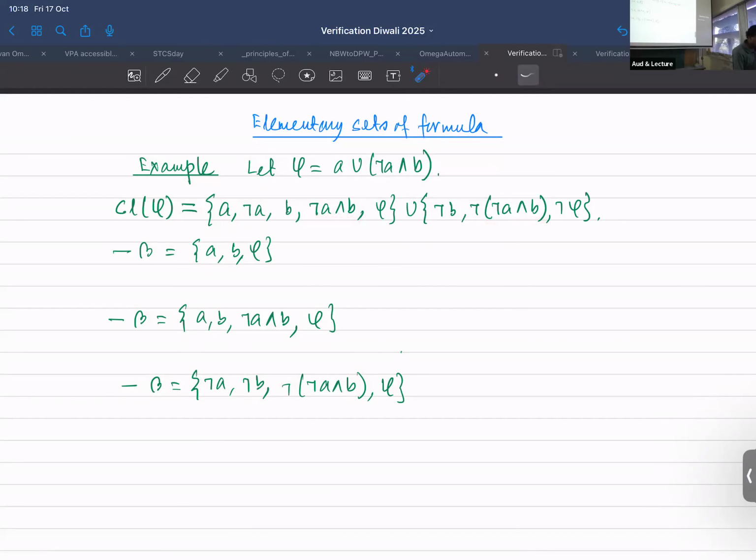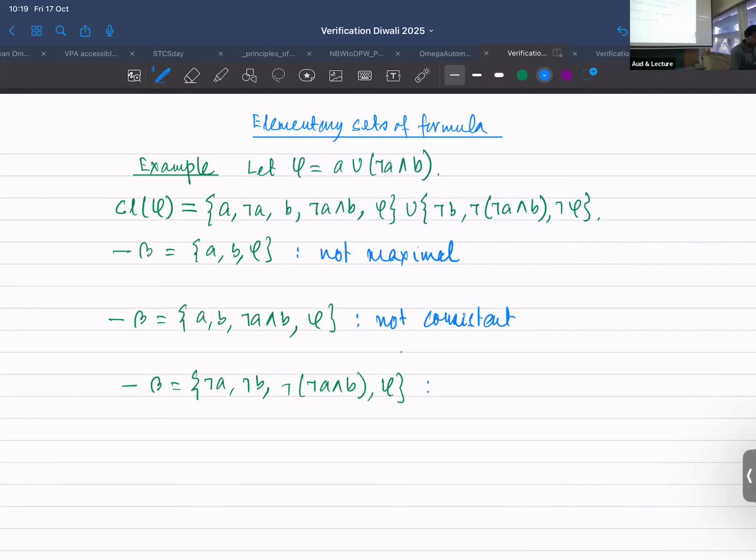So what about this one? See, this thing here, which is a subformula, either you need this or this. So neither of them is here. Right? Neither of them is here. Hence, it is not maximal, right? So this is not maximal. Hence, it's not okay. What about the next one? a, negation of a and b, phi. That is not consistent with respect to propositional logic. Not consistent.